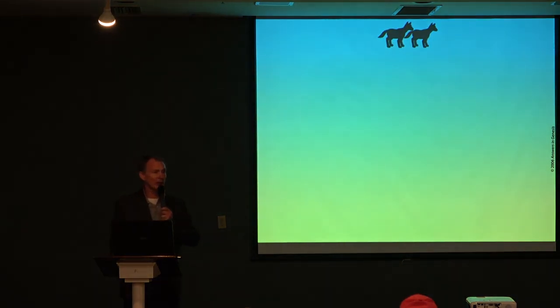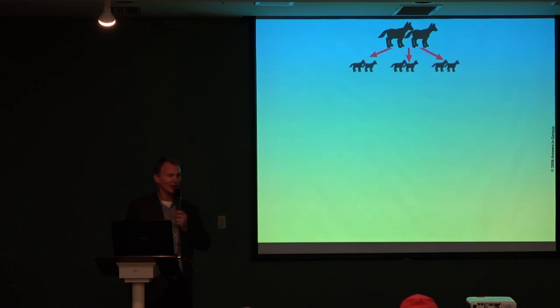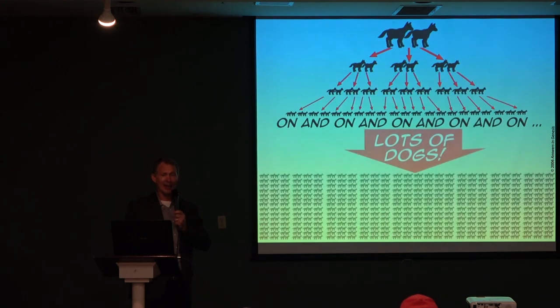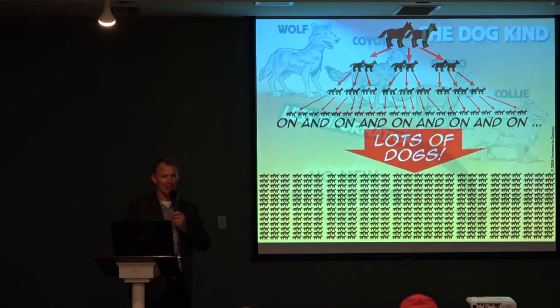So what do you get when you breed two dogs? A dog. You don't get cats? No, you get a horse. You get a horse, yeah. No, you get more dogs. Not only that, you get lots and lots of dogs.